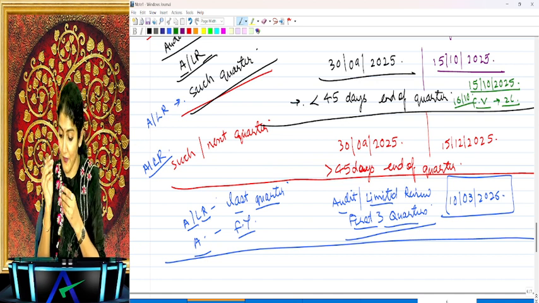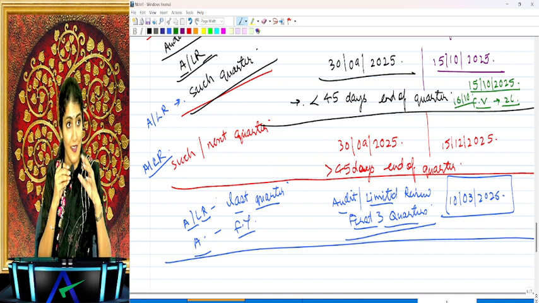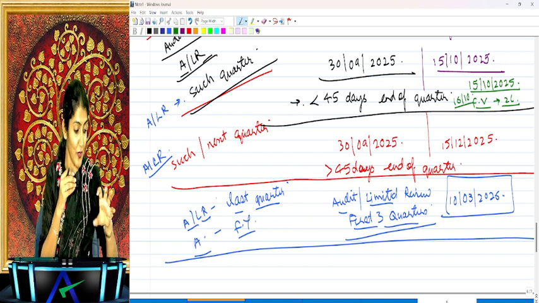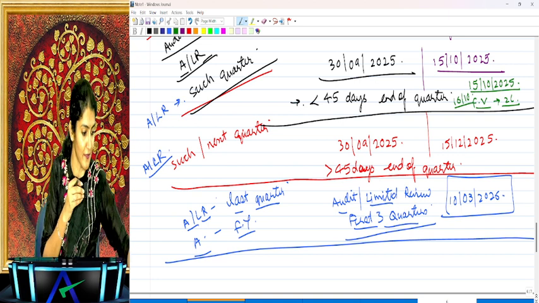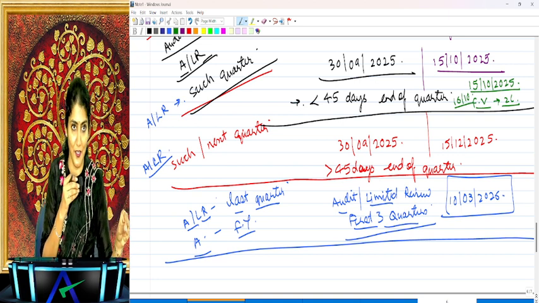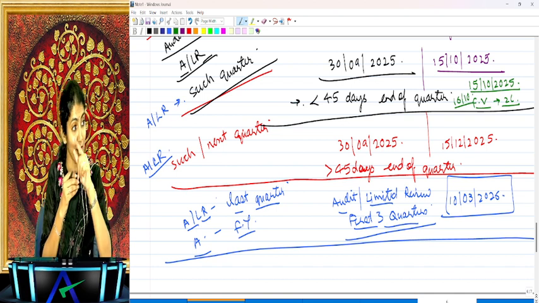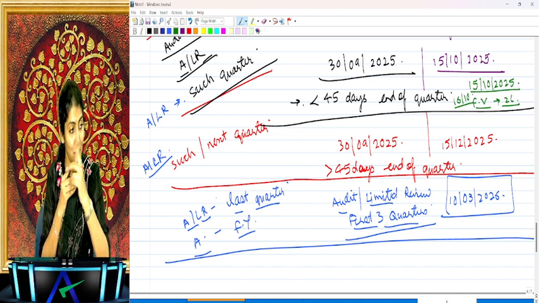Wife purchased shares of face value 2 lakh on 16th of October. He resigned. But what does SEBI LODR say? Where are you going? Sit here. Finish the audit for limited review for such quarter. But the wife, interesting, she purchased shares of face value of rupees 2 lakh. So what does it say?